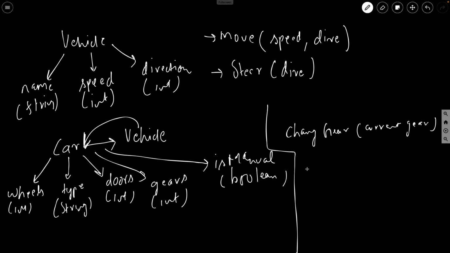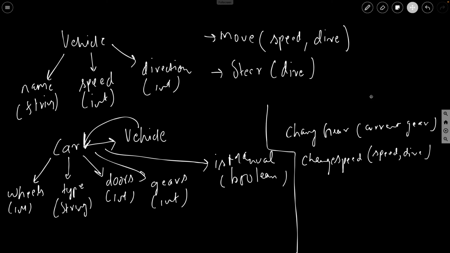The other thing that we have is change speed. You can change speed in the car. Change speed takes an integer, and that integer value is the speed itself. And one more thing it takes is the direction, in which direction you want to change the speed. So these are the two methods for the car class.